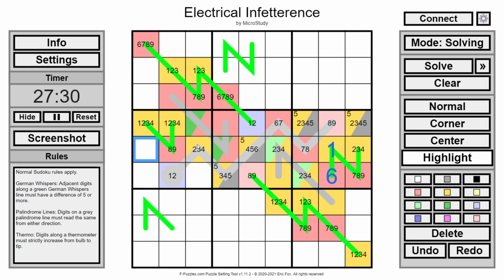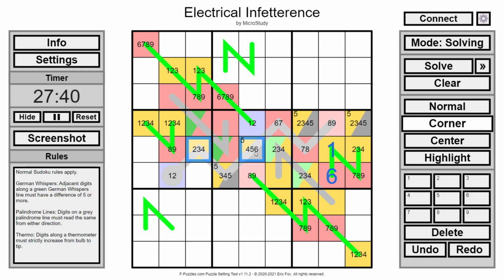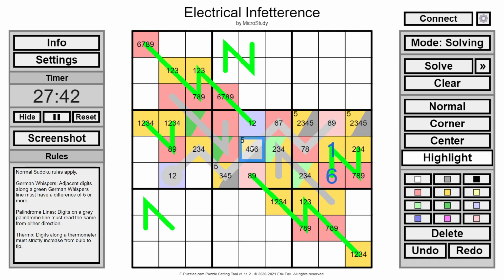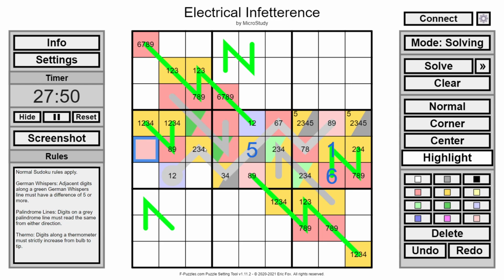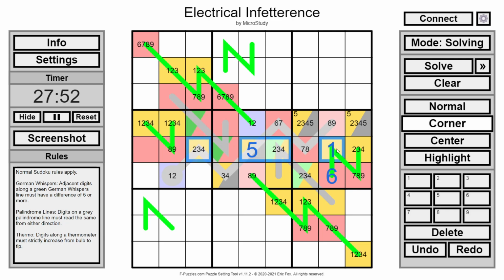This must be a high digit, I believe, because... no, wait. 1, 2, 3, 4, 5. This must be a 5, actually, because we only have 3 high digits. So this is a high digit, which means, and I guess we could have looked at it this way.